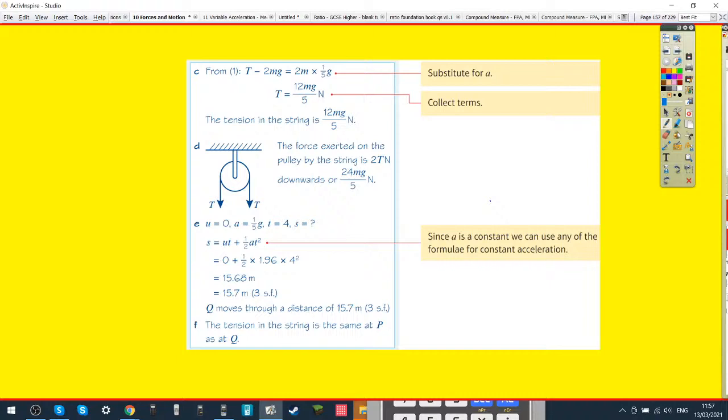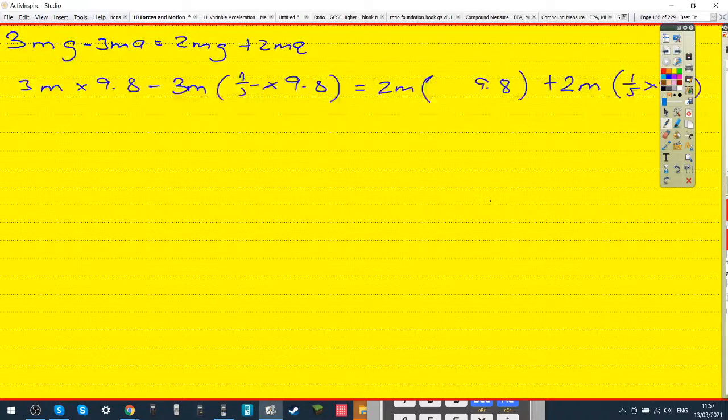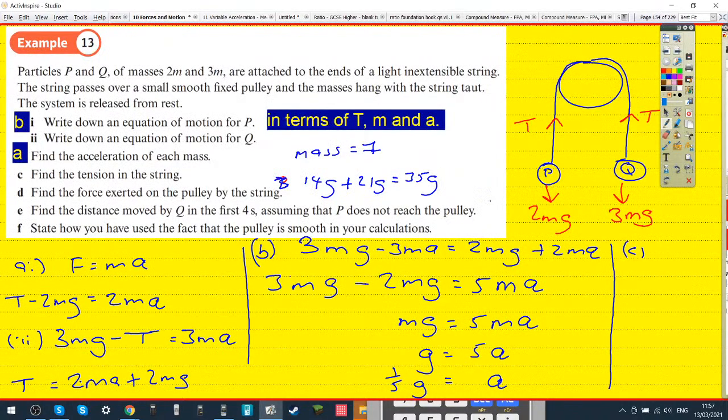They're still doing it in terms of m and stuff. This is crazy. It's a terrible question. Find the distance moved by Q in the first 4 seconds. All right, how do we do that? Could you use SUVAT for this, or would it not work? Yeah, see that.